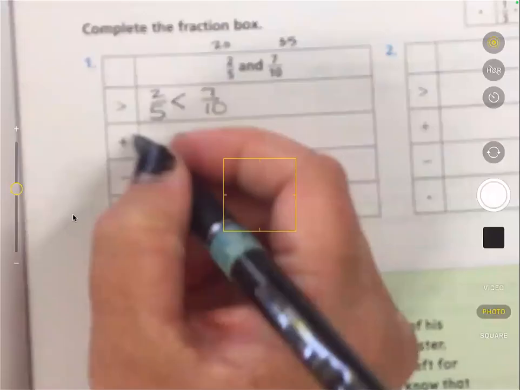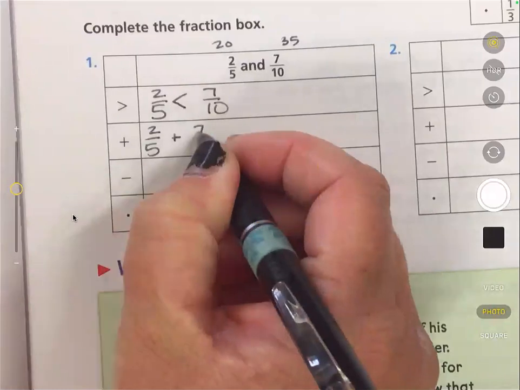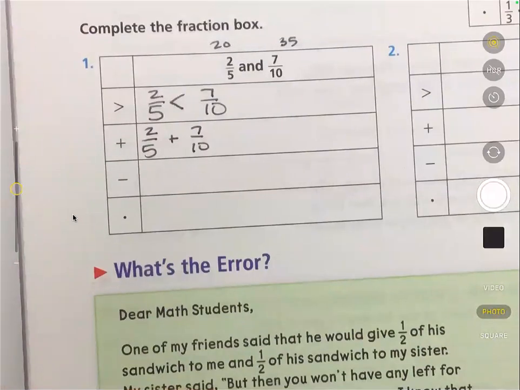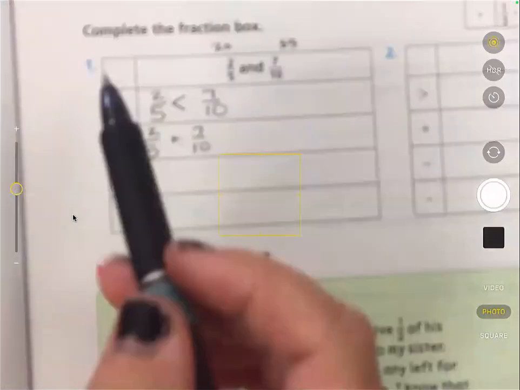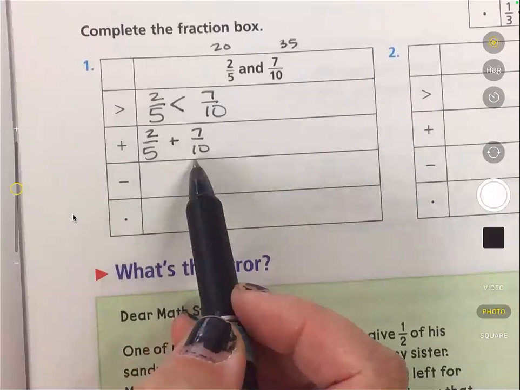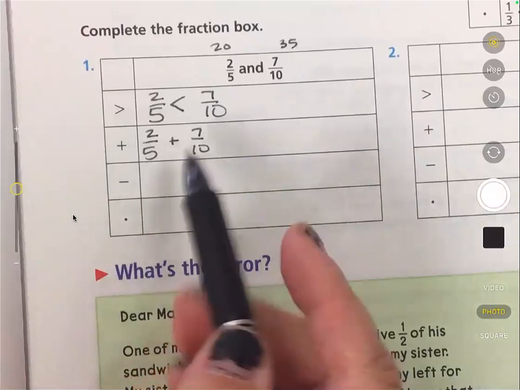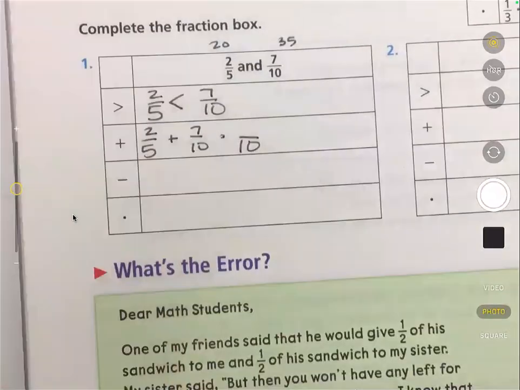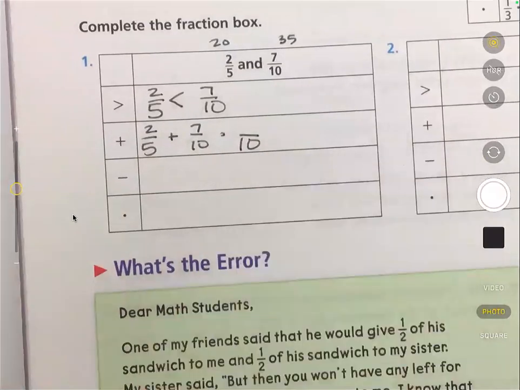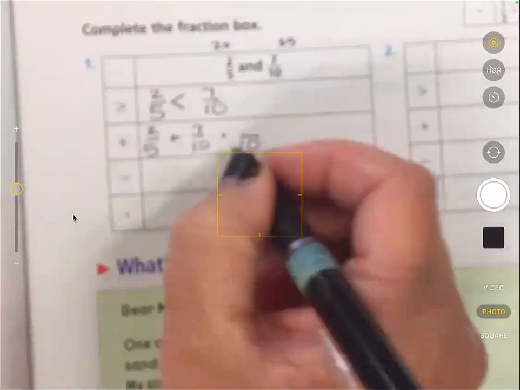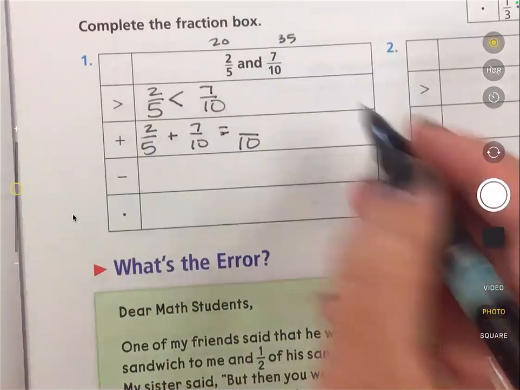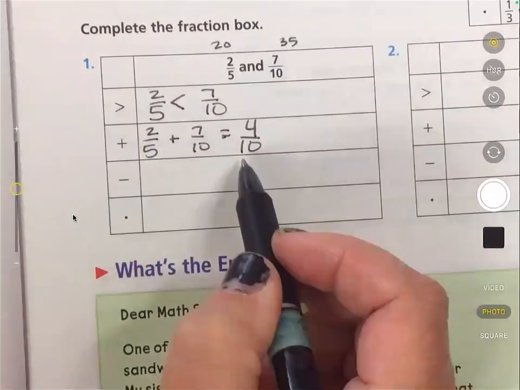If I'm adding these two together, 2/5 plus 7/10, I can't add them yet, right? Because they have different denominators. So I have to find my common denominator. Remember, the way that we start that is we think, okay, can 5 go into 10? Yes, it can. So I need to make this 2/5 something over 10. How do I get from 5 to 10? Times 2. So I have to multiply my numerator times 2. What's 2 times 2? 4. Okay, awesome.